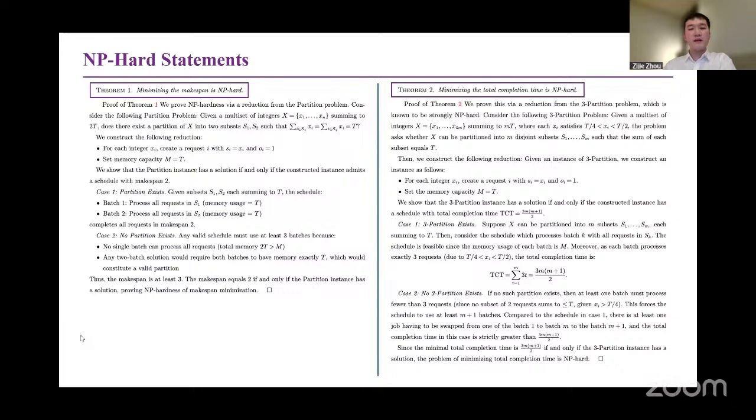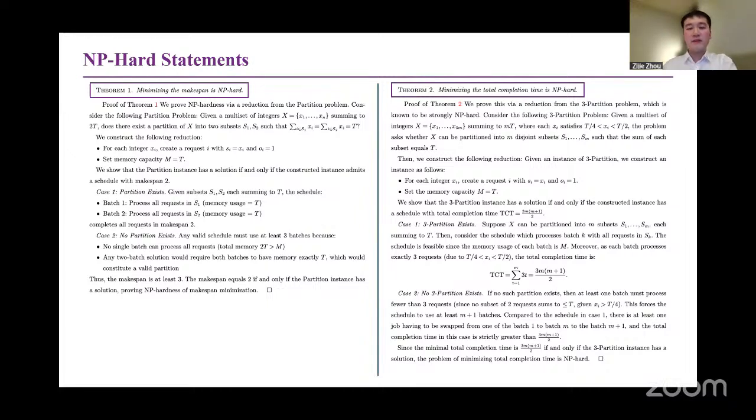Firstly, in our paper, we prove that under this model, given that all of these input sizes can also be determined by an adversary, no matter whether we think about minimizing the makespan or minimizing the total completion time, it is an NP-hard problem. The main idea is to reduce to a three-partition problem.